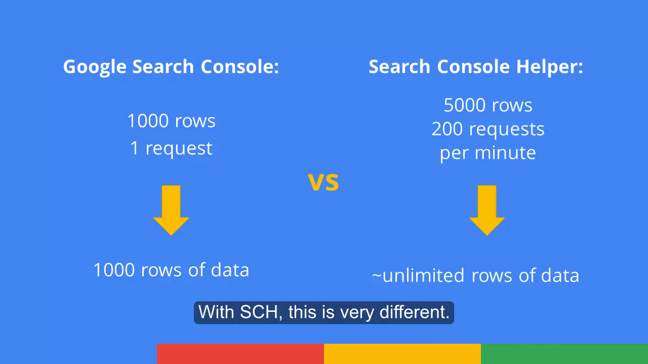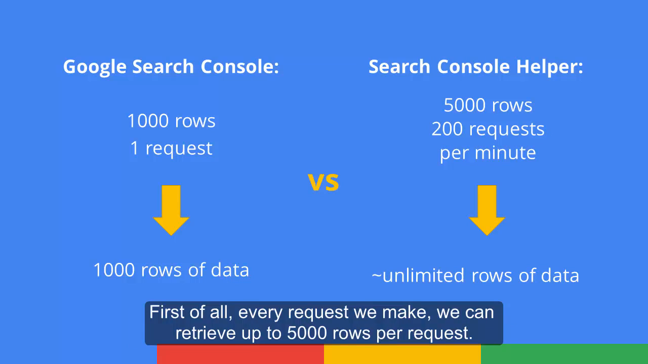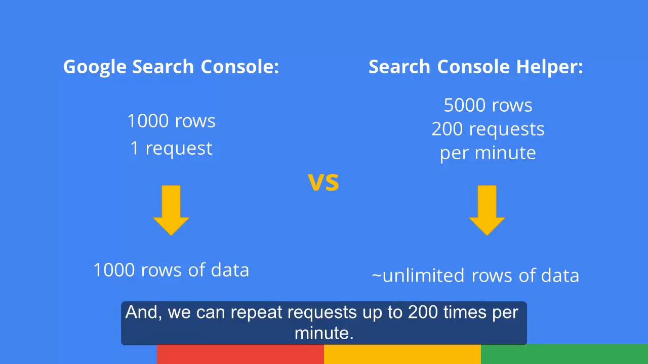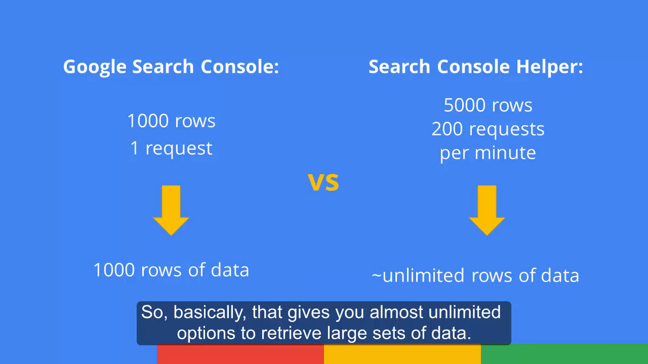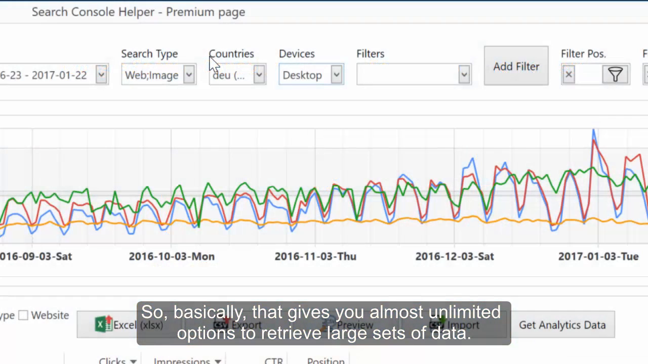With Search Console Helper, this is very different. First of all, every request we make, we can retrieve up to 5000 rows per request, and we can repeat those requests up to 200 times per minute. So basically, that gives you almost unlimited options to retrieve large sets of data.